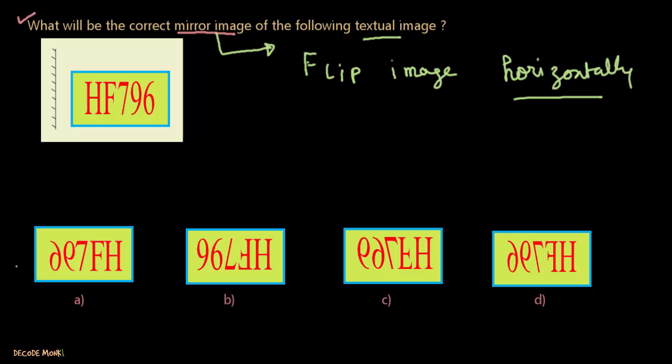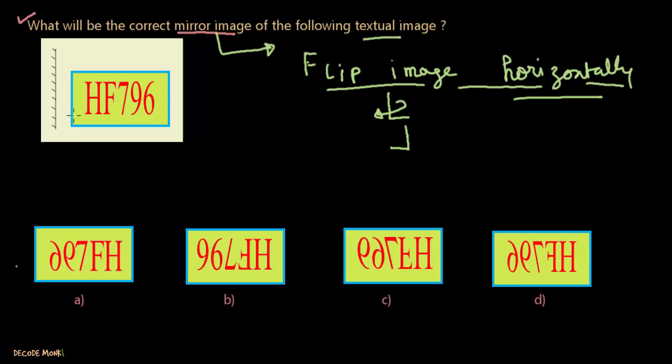For example, if the given figure is L, then if you flip this horizontally, this will become this. So you have to flip this horizontally, not vertically. If you remember this statement, then finding the answer to such questions becomes very easy. So the given figure is HF796. So you have to flip this horizontally.